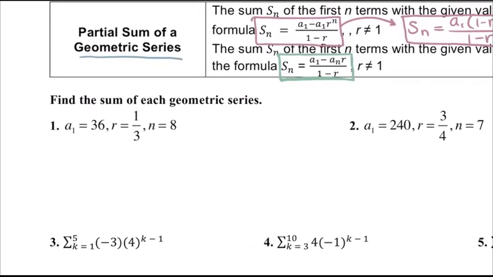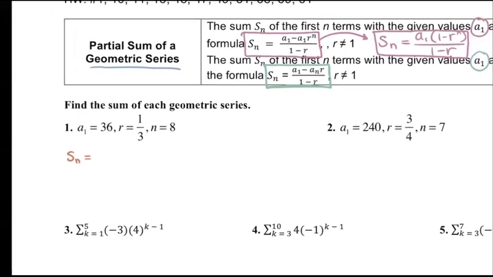Let me go to Jaden. Jaden, what do you think? For number 1, what would you do? Which formula would you use? How would you use it? The first one. Nice. I think I would use the first one too. So let's plug in stuff. I want to find the sum, and go ahead and plug in what you need to plug in.